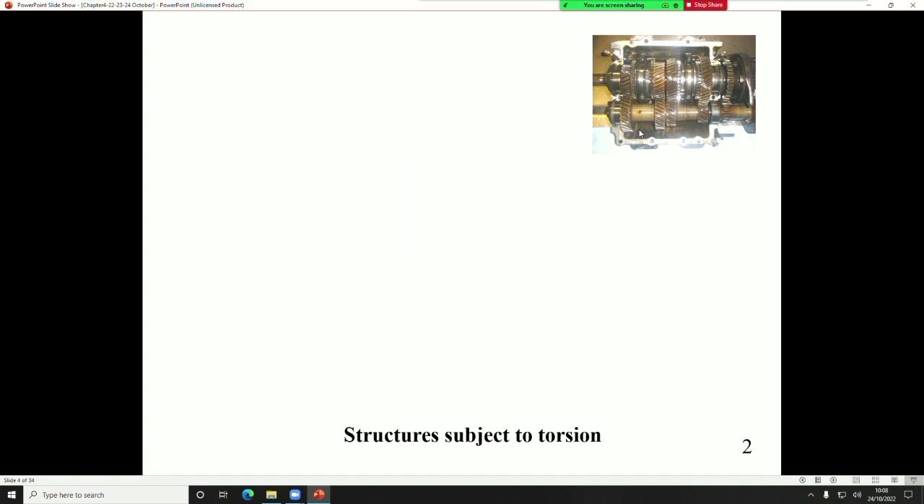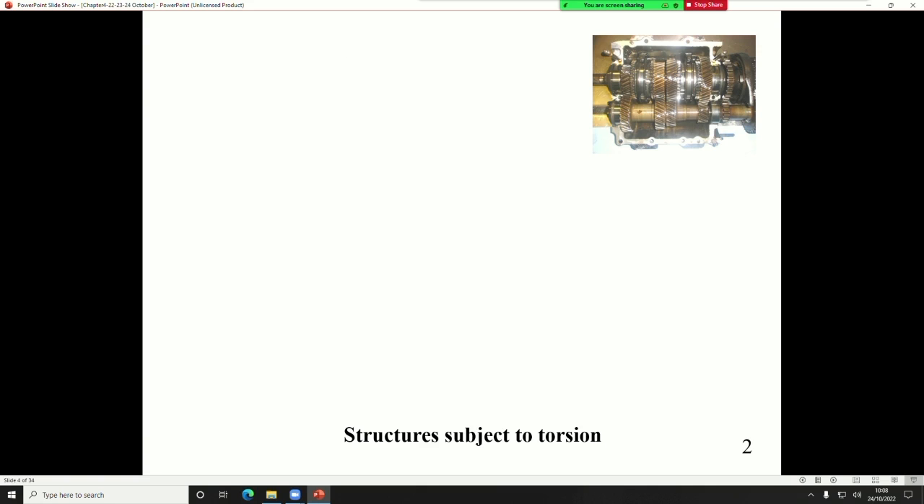I keep making mistakes. So a shaft transmits, obviously, power. It transmits power from the engine, from the motor, to various devices. So it constantly rotates, so a shaft is constantly subject to torque. So if you look at this gearbox, once you start the car and the engine is working, you can see both the lay shaft and the main shaft are subject to torsion.